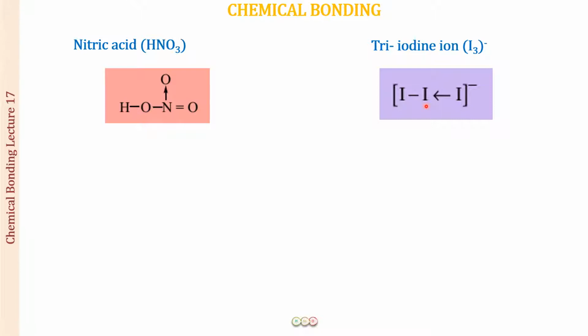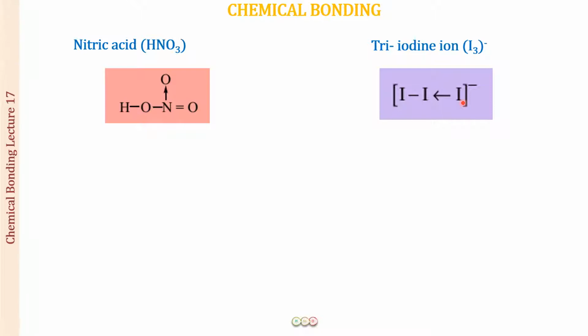Right? It will be 10 electrons, out of which 4 will be the bonded pair of electrons and 6 will be the lone pair of electrons. Okay, the shape of this molecule, this is a linear molecule.